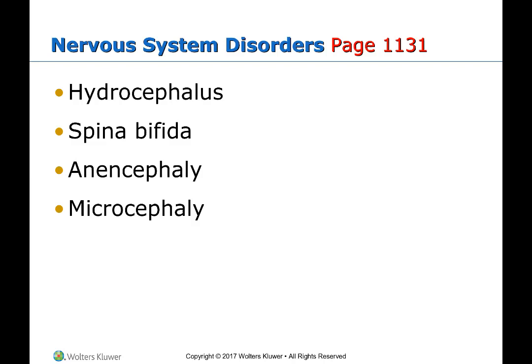If the spinal cord and the meninges around it herniate and go out and make this protrusion on the outside of the body, it is referred to as a myelomeningocele. I said that wrong. Myelomeningocele. I was thinking of myo before, which is muscle. When we talk about myelo, M-Y-E-L-O, we're talking about the spinal cord.